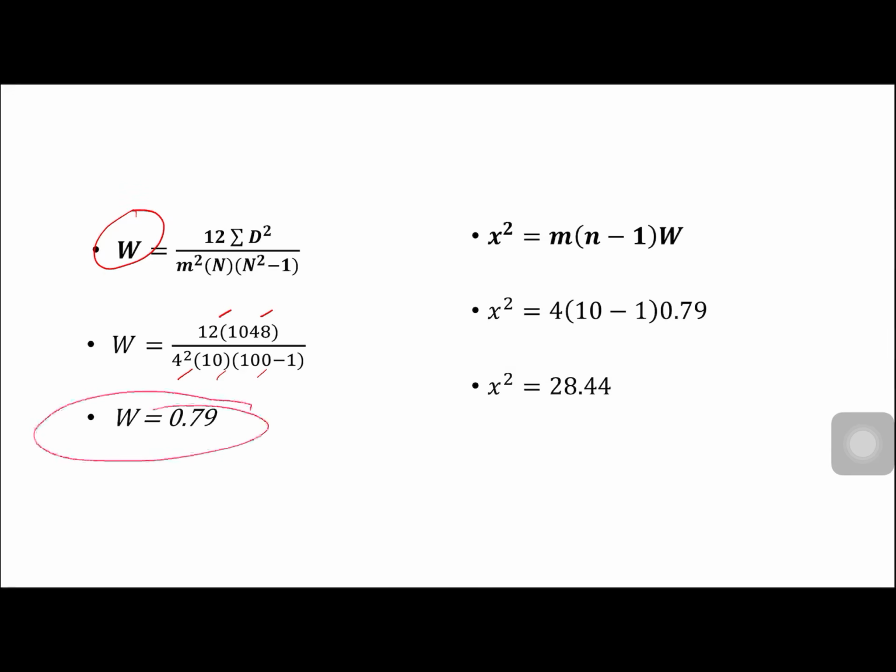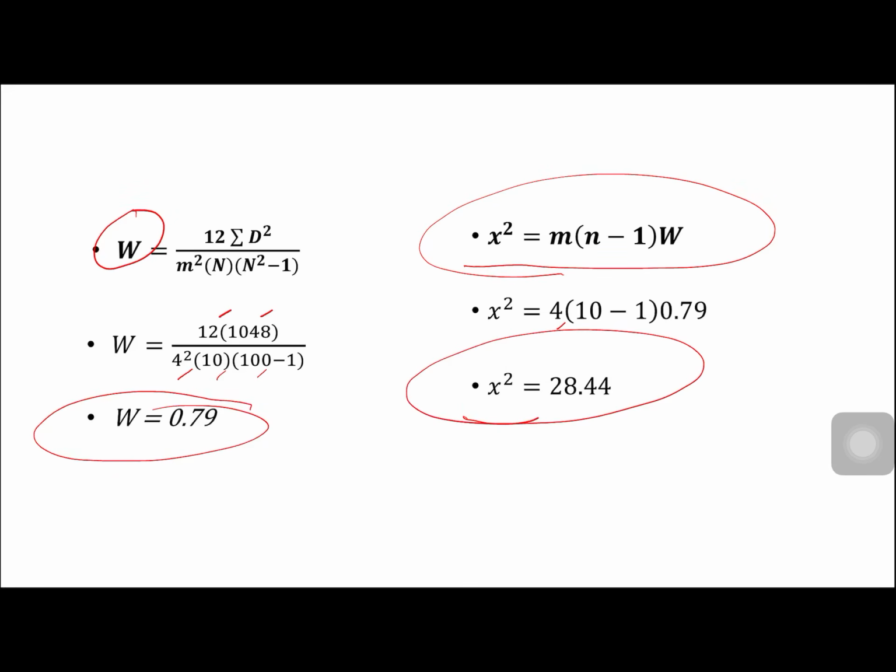Then for the test of significance, we have here chi-square is equal to M times N minus 1 times W. We have 4 times 10 minus 1 times 0.79. It gives us a computed value of 28.44.